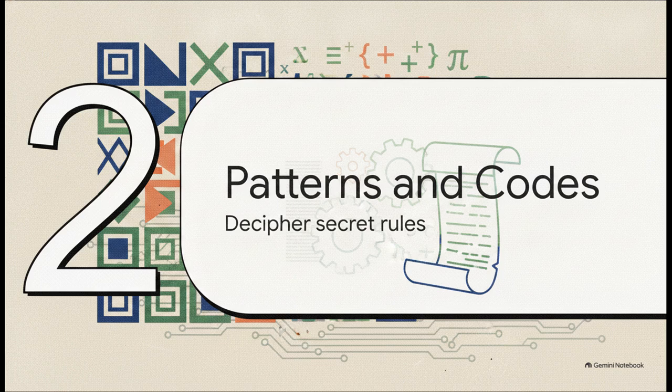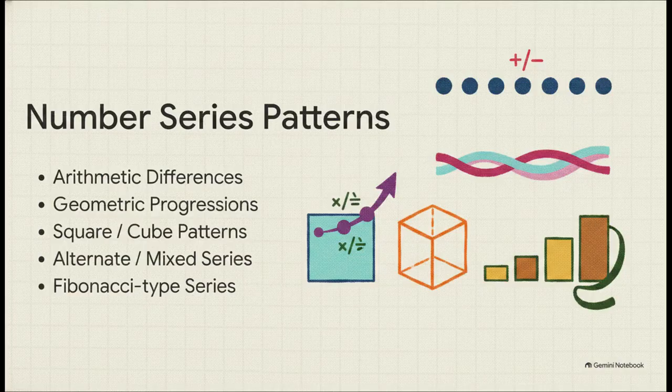This is all about deciphering series and secret rules. Whenever you're faced with a number series, your brain should immediately start scanning for these specific changes. Is it an arithmetic difference, where they're just adding or subtracting the exact same number? Or perhaps a geometric progression, multiplying or dividing to scale the numbers up really fast? Keep an eye out for square or cube patterns, where the numbers relate to squares or cubes, maybe plus or minus a constant.